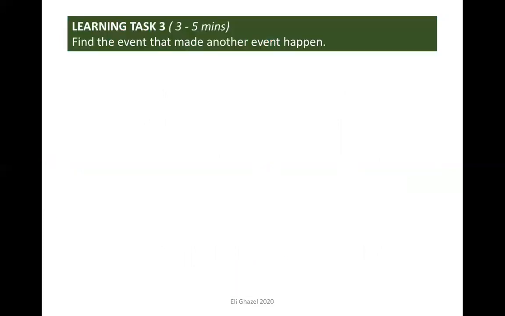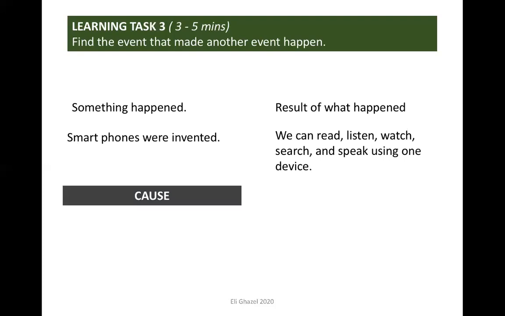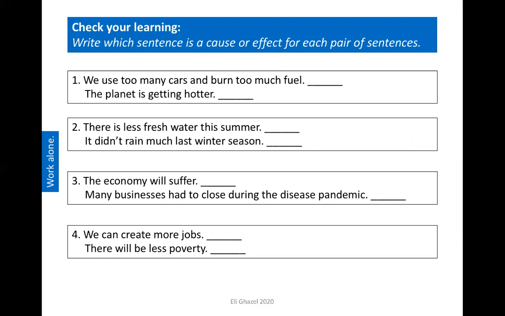Now let's go to the next learning task. Find the event that made another event happen. What do you think this is going to be? Well, something happened, right? Good. Because something happened, there is a result of what happened. Example, smartphones were invented. Good, that something happened. As a result, we can read, listen, watch, search, and speak using only one device. So we call this the cause, and this was the effect. Does it make sense? All right. Now, again, we give the students some work to do.